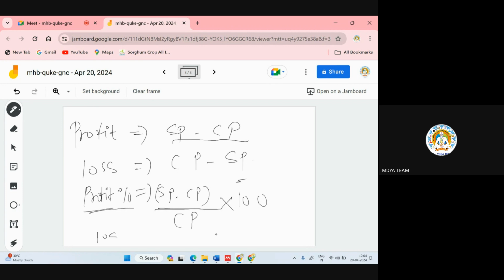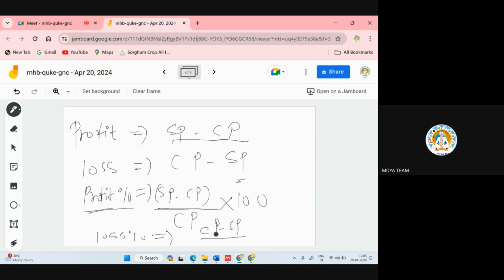Similarly, what is the loss percentage? Denominator should be selling price? No. For loss also, if I lost 100 rupees while selling this, the source of comparison is always cost price only. Numerator will be cost price minus selling price. The difference is always in the numerator, whether it is selling price minus cost price or cost price minus selling price.